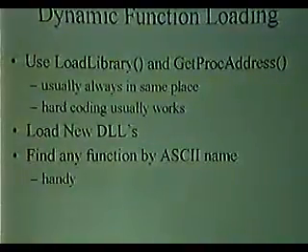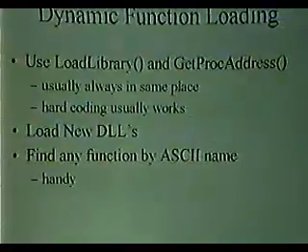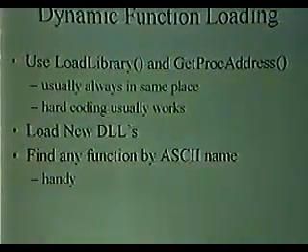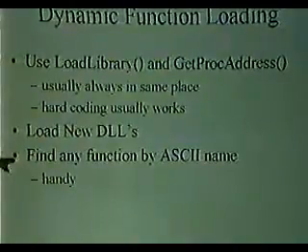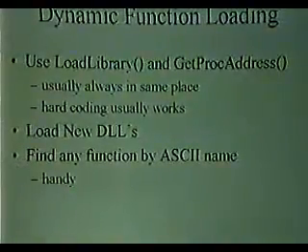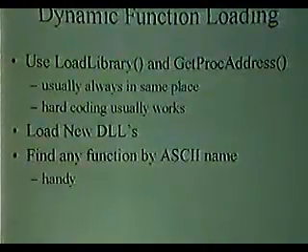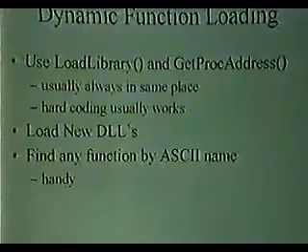If we don't want to do that, we can go into the PE executable header, and the first two entries in the IData table will be these two calls. Always. I've never seen it any other way. So we can load a new DLL and find any function by its ASCII name. I will note that sometimes functions are loaded by ordinal, and I'm not talking about that in this talk. Most of the time I've seen them by ASCII name.